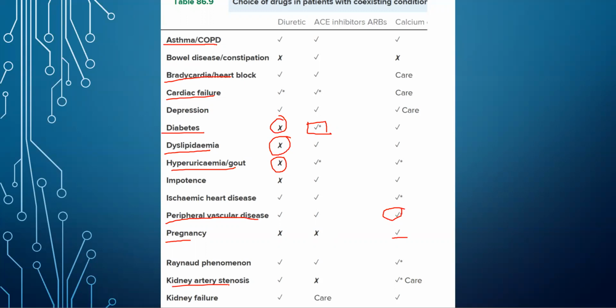Someone having renal artery stenosis, this is very commonly asked. Now, in case of renal artery stenosis, if it is unilateral renal artery stenosis, best one to use is ACE inhibitor. If it is bilateral, do not use ACE inhibitor because you can precipitate renal failure. So you can use CCB, calcium channel blocker.